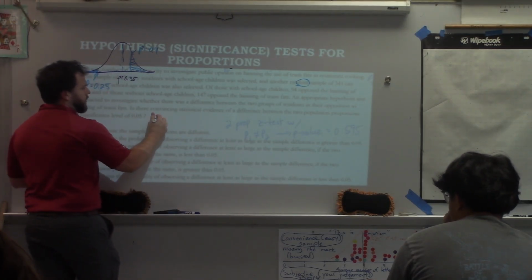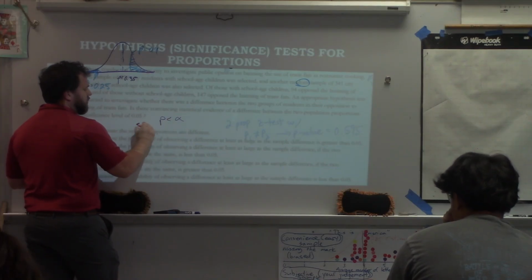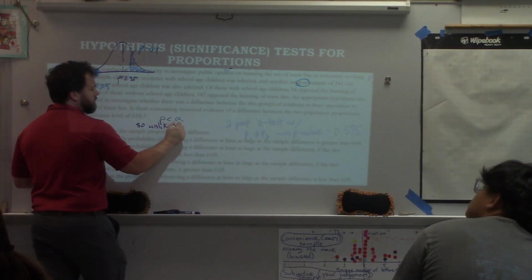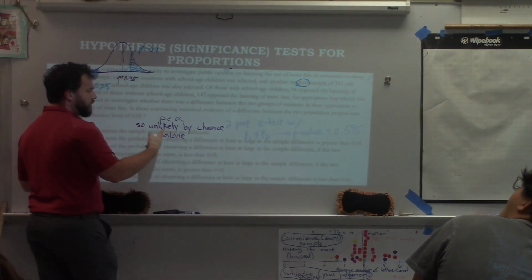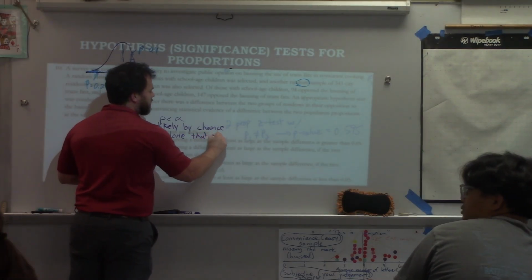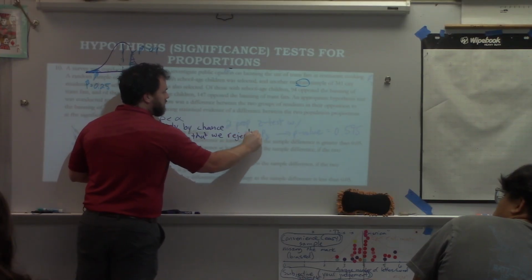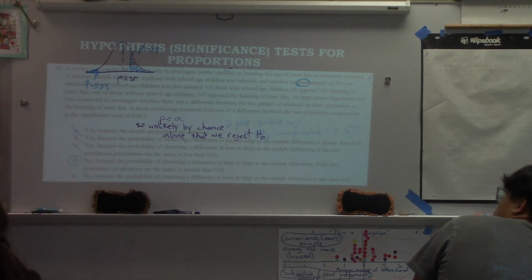Because that's how, if p is less than alpha, it is so unlikely by chance alone. Because remember, we assume the null to be true, that we reject the null. Okay, so if the p-value is small, we reject the null hypothesis. So that's why it was D. Okay. Was there one of these other ones that was really distracting to us? Are we all realizing now why that's it? Yeah. Okay.